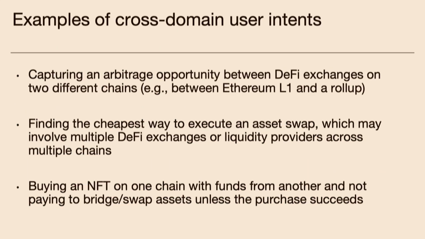There are many examples of cross-domain user intents that we might want to use preconfirmations to satisfy. Some examples are capturing arbitrage, as I already gave an example of. Maybe finding the cheapest way to execute an asset swap, and that may involve multiple DeFi exchanges or liquidity providers across multiple chains. Or buying an NFT on one chain with funds from another, but not wanting to first bridge and swap assets unless you know that the purchase will actually succeed in the end.